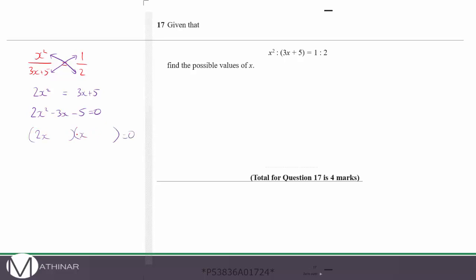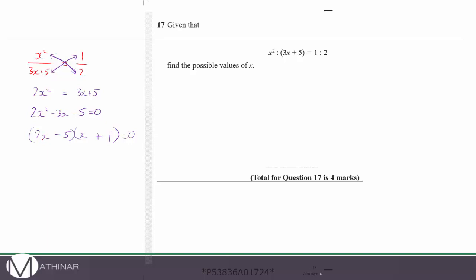So in order to get 2x squared, we need a 2x and an x. In order to get the 5, we're going to have a 1 and a 5, and it's just a matter of thinking about where do I put the 1 and where do I put the 5. So let's put the 5 there and the 1 there, and I need it to be a minus 3x. So minus 5 plus 1.